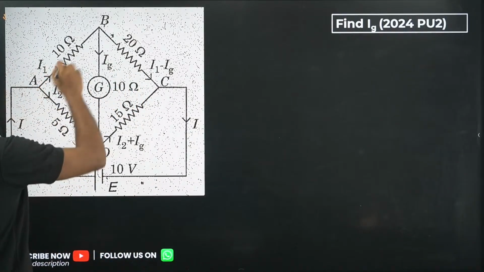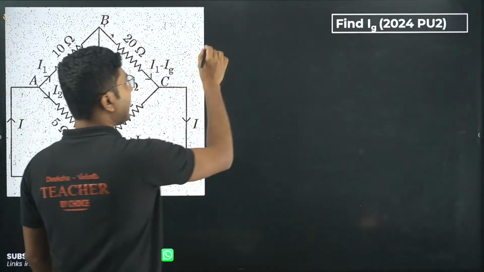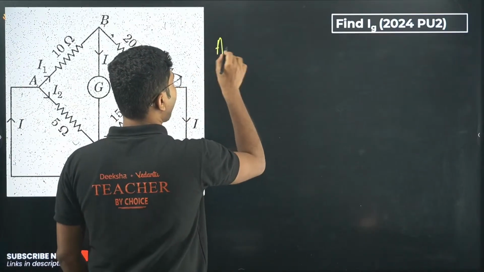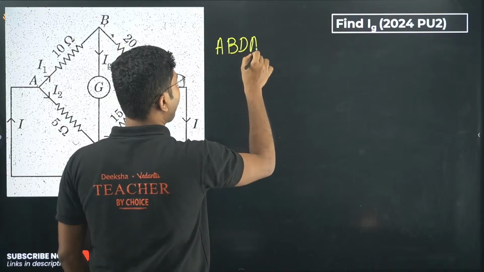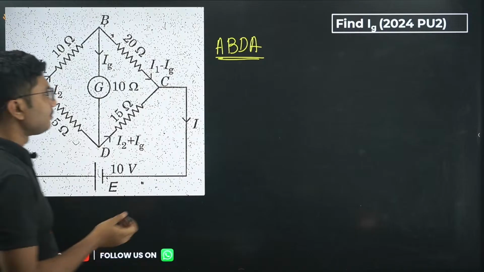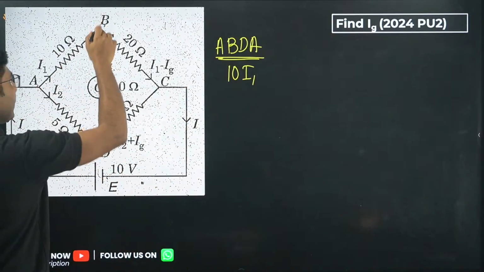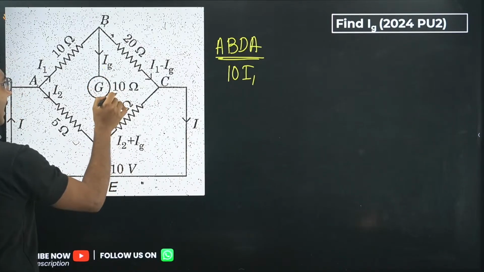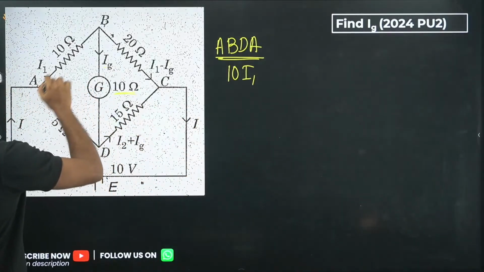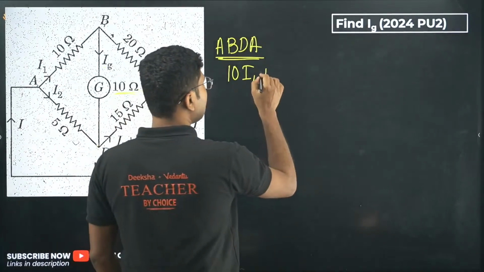So first we will take the triangular loop ABDA. So ABDA is our first loop. So what we get from this loop? 10 into I1, then we are going through this 10 into Ig. Now the galvanometer resistance is given here as 10, so 10 into Ig, and we are going in the direction of current throughout up to this point, so it will also be plus 10 Ig.